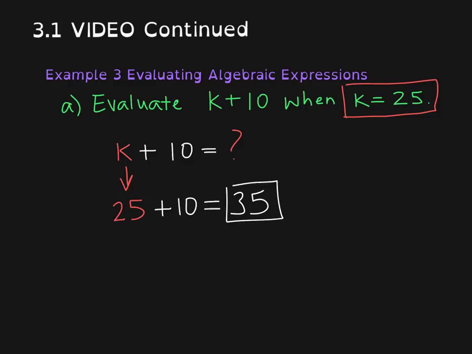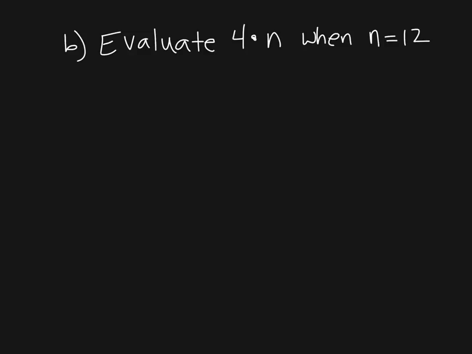So when k plus 10, we don't know what it is, we fill in what it tells us. 25 is what k equals. You just plug it in and move on. The next one is evaluate 4 times n when n equals 12.